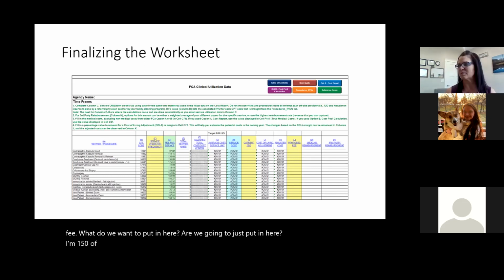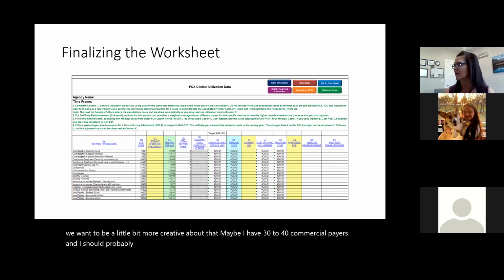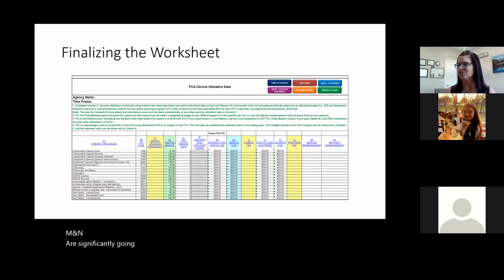So we're going to do 150% of that 9782 for my 11981. Do we want to be a little bit more creative about that? Maybe I have 30 to 40% commercial payers, and I should probably be considering a little higher rate so that we're not undervaluing that reimbursement. And so again, I think the details that you put into column M and N are significantly going to impact the decisions of your final proposed fees.